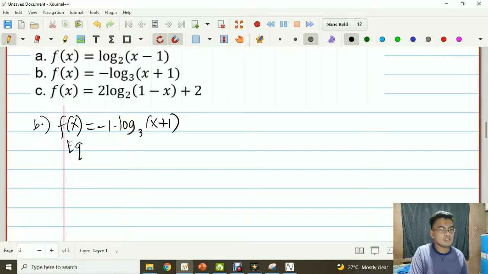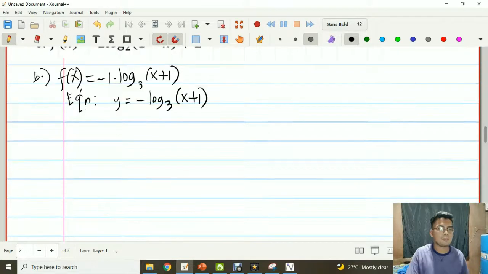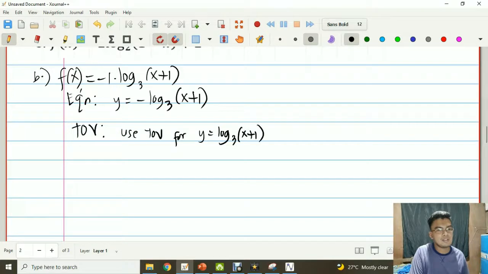So, ang equation nito ay papalitan lang natin sa f of x using y. Y is equal to negative log base 3 of x plus 1. So, ang table of values nito ma-generate. So, we use table of values for y is equal to log base 3 of x plus 1.